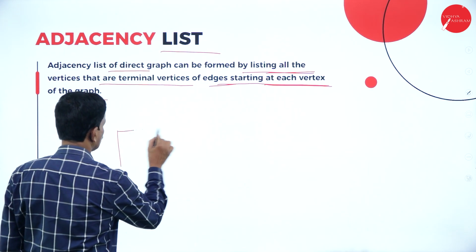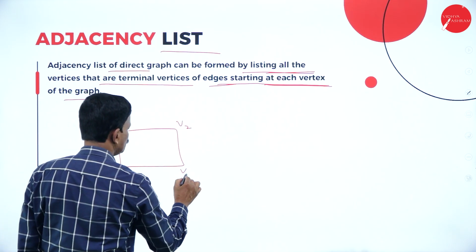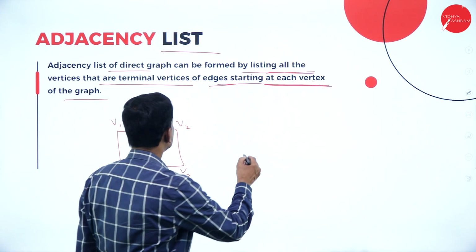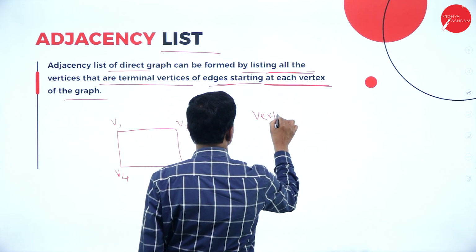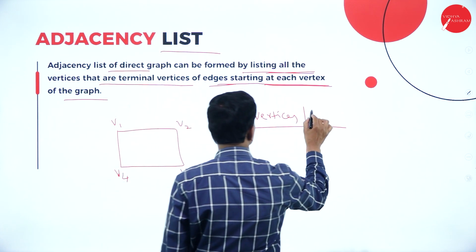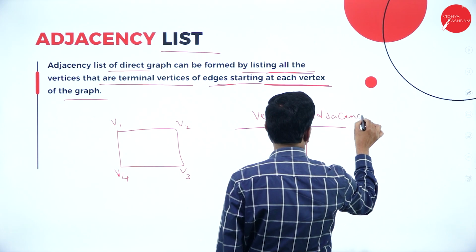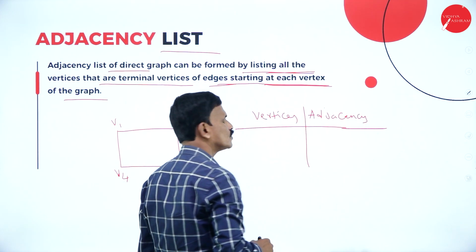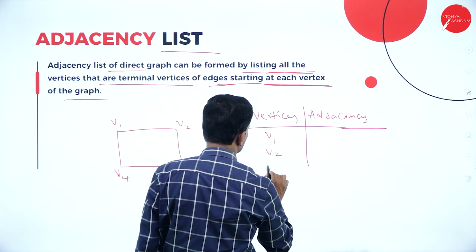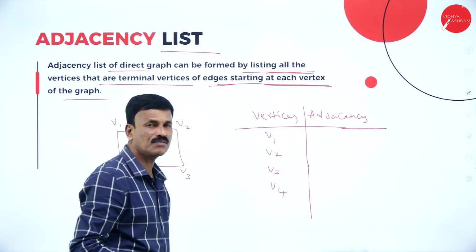Let us consider a simple graph. The vertices V1, V2, V3 and V4 are the vertices. Now, just make a list of the vertices and here the adjacency. How many vertices are here? V1, V2, V3 and V4. Now, let us write the adjacency for this.